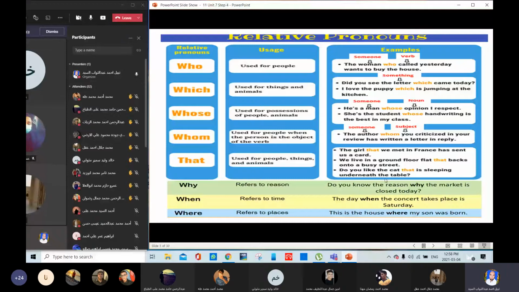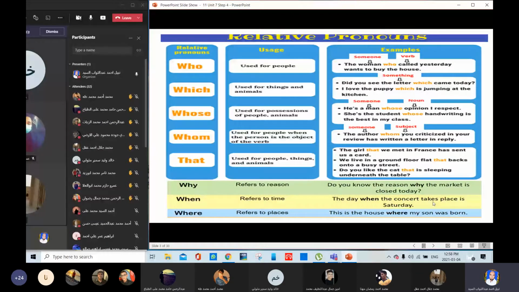What about why, when, and where? Why refers to the reason. Do you know the reason why the market is closed today? When refers to the time. The day when, the time when the concert takes place is Saturday. Today is the national day when people celebrate in the Gulf.